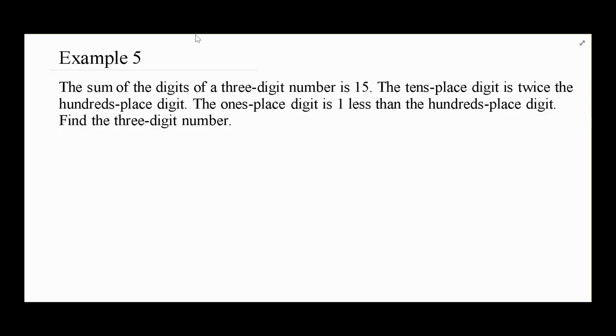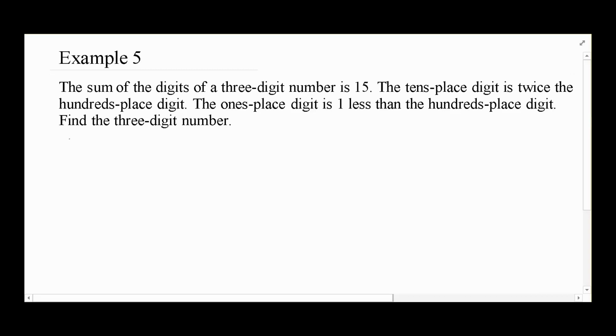Now we will also have some word problems that lead to systems of 3 equations, 3 unknowns. And that's okay, that happens. As we read through this, we can see that there's a whole lot of translating stuff going on. But basically what we're looking for is the digits of a 3-digit number.